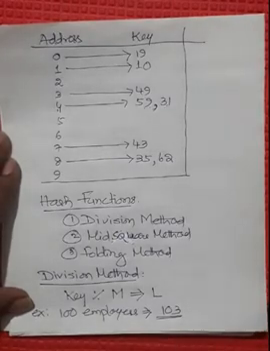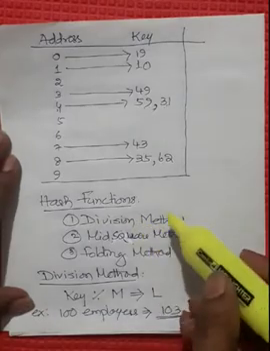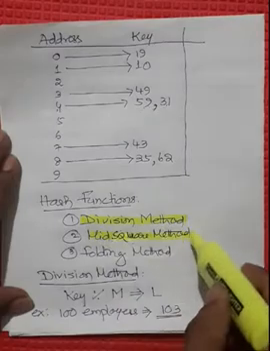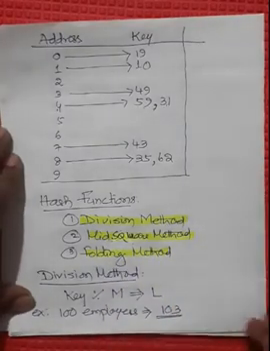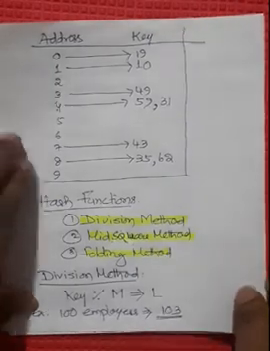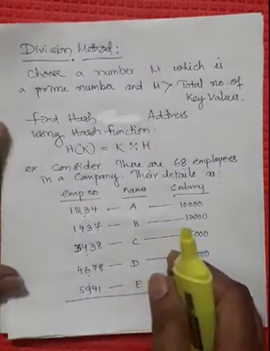In our data structures, there are some important standard hash functions we will discuss: the division method, mid square method and folding method. Okay, division method, mid square method and folding method. First of all, let us discuss what a division method is.